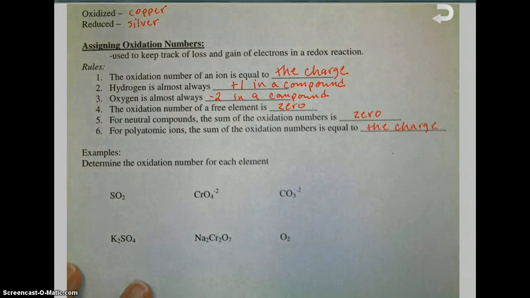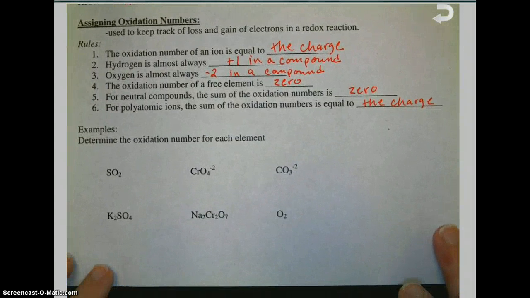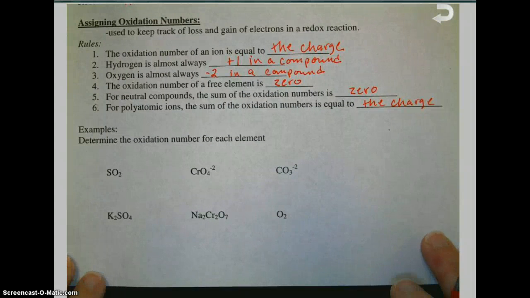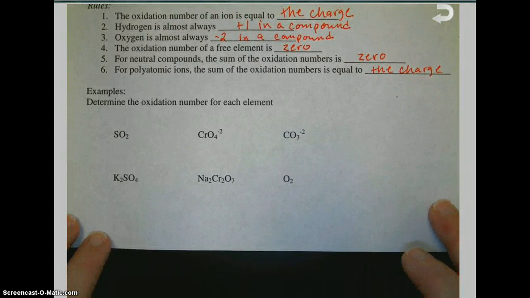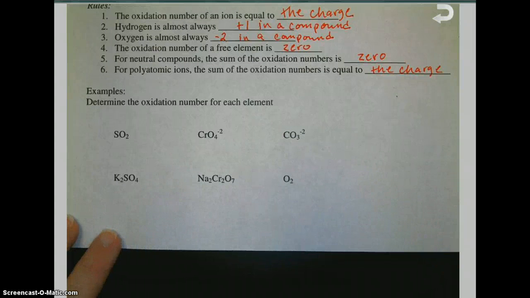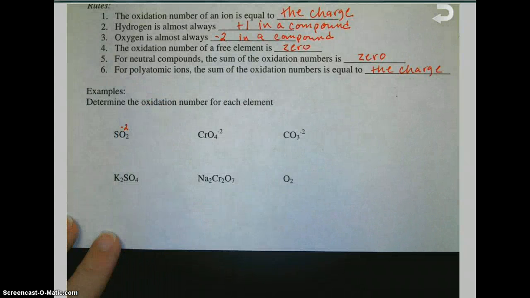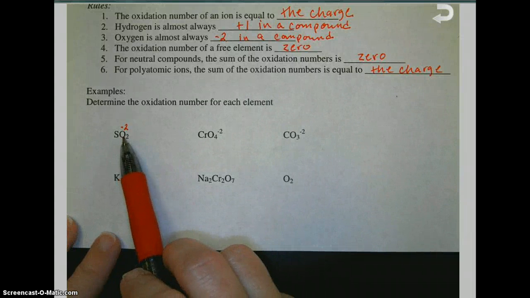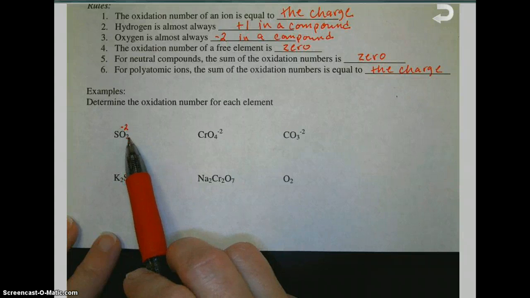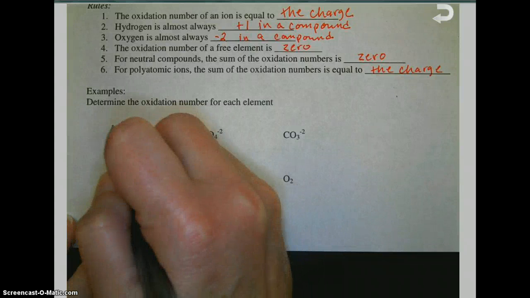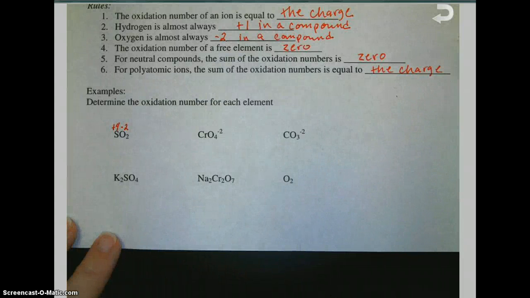Okay, so we're going to use those rules to figure out the oxidation number for each element in the examples below. Okay, so for the first one, SO2, let's go back to our rules. Here's what we know. The oxygen is going to be -2, so directly above the oxygen, not as a charge, but directly above it, we're going to write -2. So each of the oxygens has an oxidation number of -2. There are 2 oxygens, so we have a total of -4, which means the sulfur has to be +4 to follow rule number 5, which says the sum of the oxidation numbers is 0.